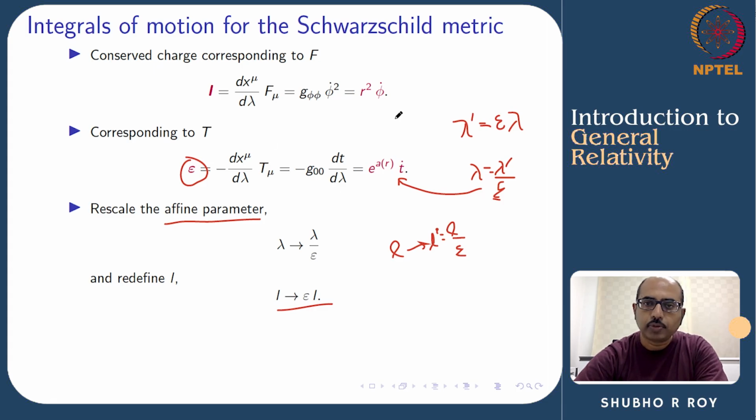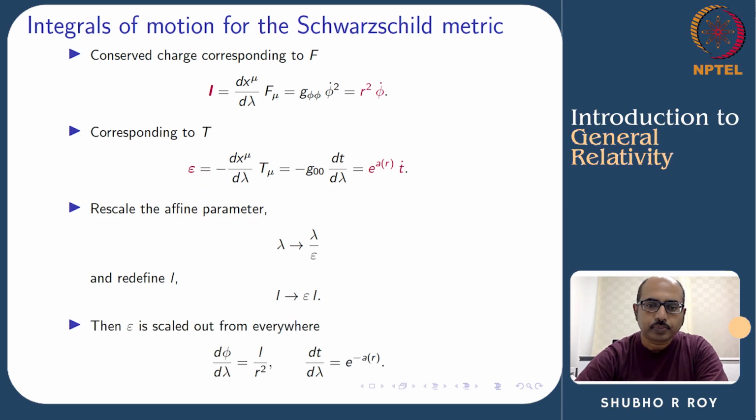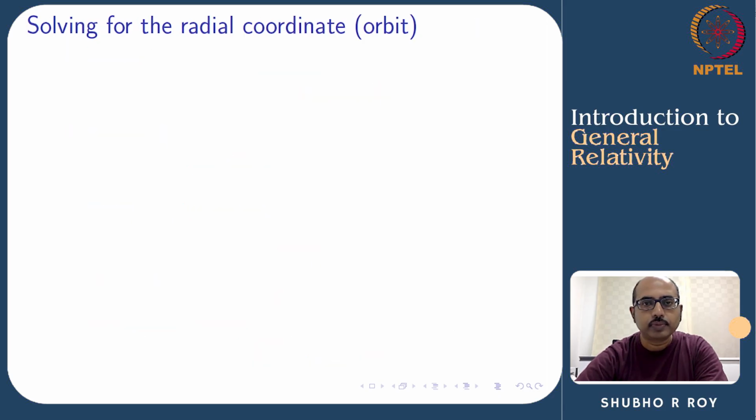And then we can see from both sides again epsilon will disappear from this equation. As a result, we can write that phi dot is L over R square, and T dot is e to the minus AR, because epsilon is just 1 now after performing this rescale. Okay, so because lambda is a completely arbitrary affine parameter for the case of Lightlike geodesics, we can do this without any loss of generality. And now we have only one conserved charge, L, hanging around in the expressions.